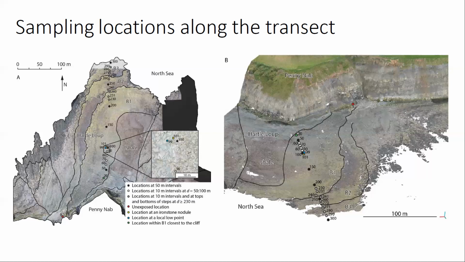Finally, we sampled at 20-meter distance from the cliff. That was the point where sandstone bed is exposed from underneath the shale bed. So as you see, depending on the research questions and coastal geomorphology, you pick up specific sampling sites along the transect.